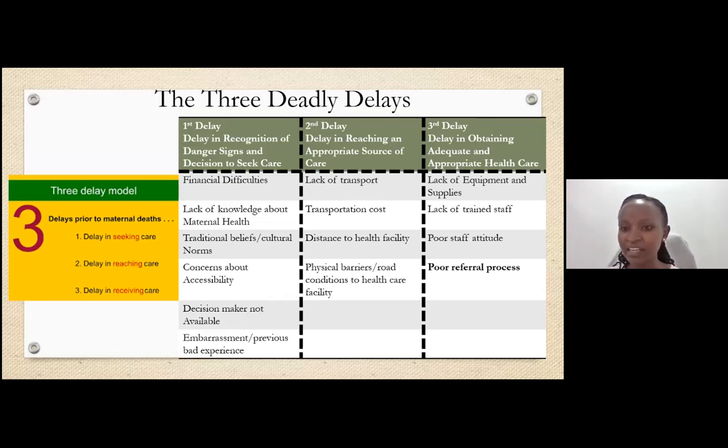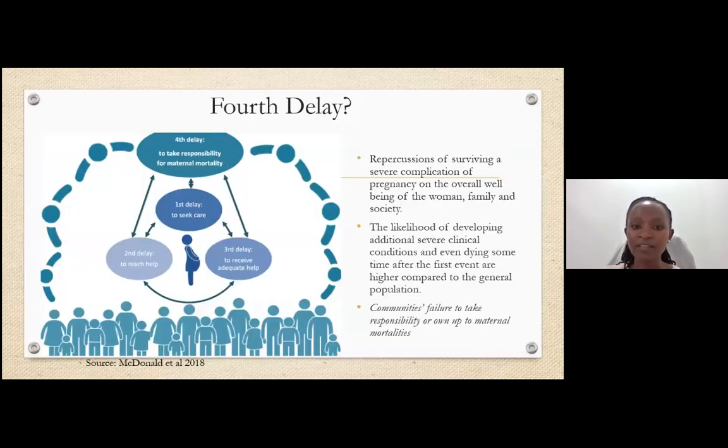So this is the delay in obtaining adequate and appropriate healthcare within the healthcare system. And this can be due to either lack of equipment and supplies, lack of trained staff, poor staff attitude, and also, as we are going to see, our referral processes do delay patients a lot. There's a fourth delay that is emerging, and this is the delay in taking responsibility for maternal deaths.